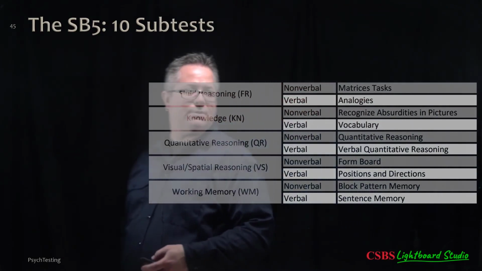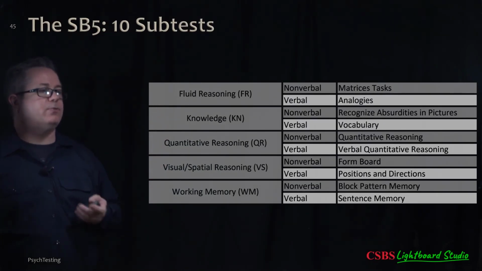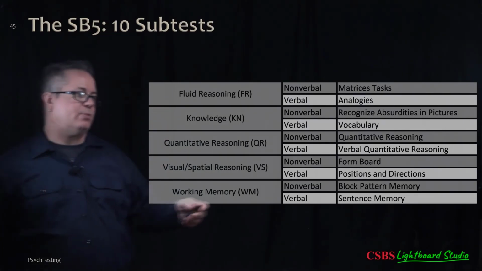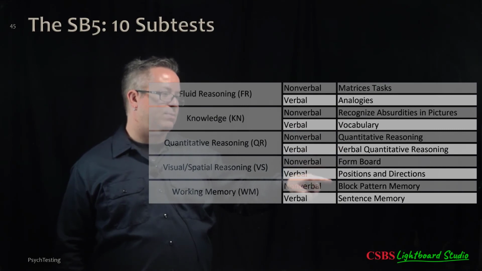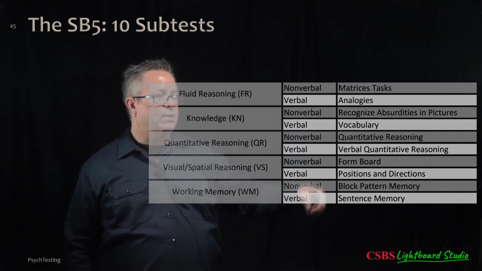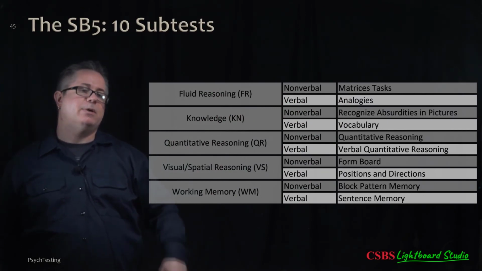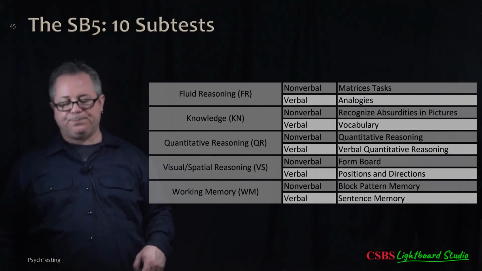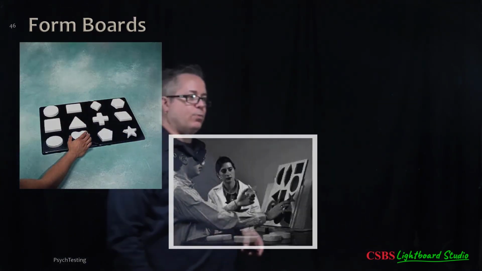The 10 subscales, before. Again, because they were trying to line everything up, so there were two for each one. Had subscales that were matrices, analogies, recognize absurdities in pictures, right? Vocabulary, quantitative reasoning, verbal quantitative reasoning, form board, positions and directions, block pattern memory, sentence memory. These are now those 10 subscales of the test that all then sort of folded up to the 5 scores, which then in turn folded up to the general intelligence score.